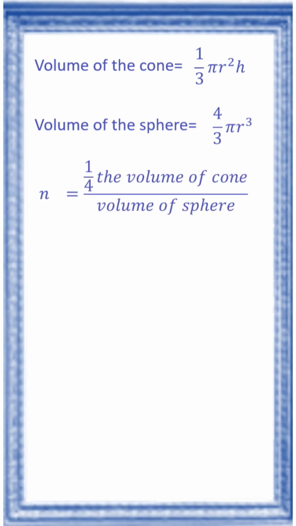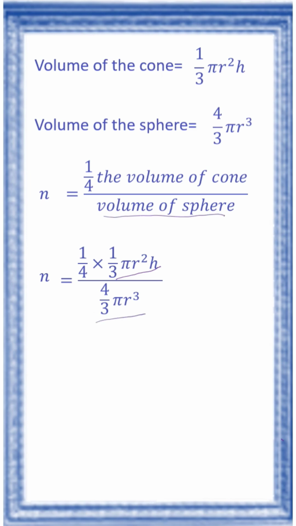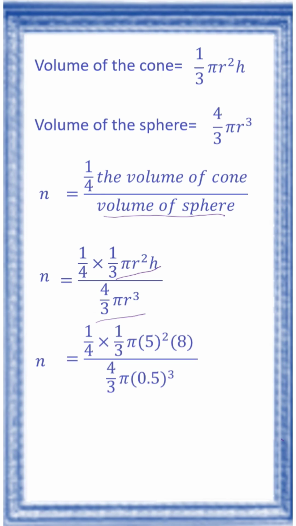So n is equal to 1/4 the volume of cone, let us write n is equal to 1/4 into 1/3 pi r square h, upon volume of sphere, 4/3 pi r cube. Now let us substitute the values. Radius of cone is 5. Height of the cone is 8. Radius of the sphere is 0.5. Here you can cut pi and pi.